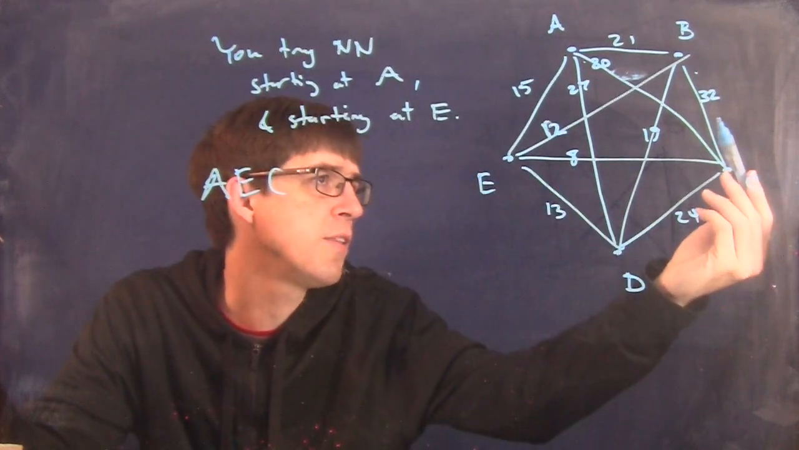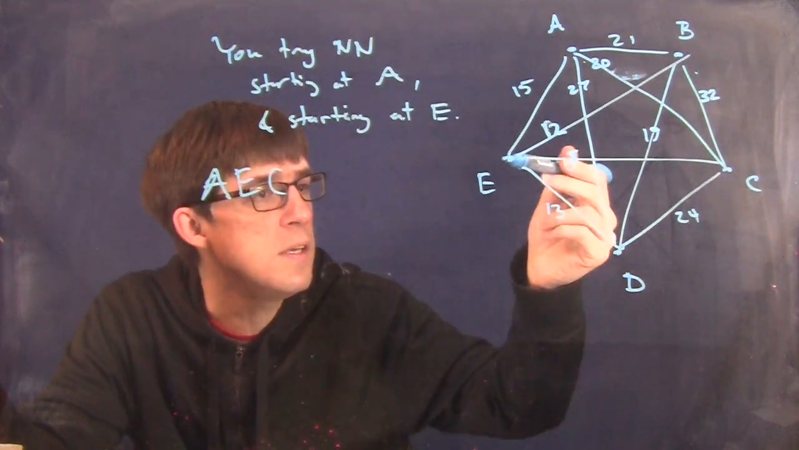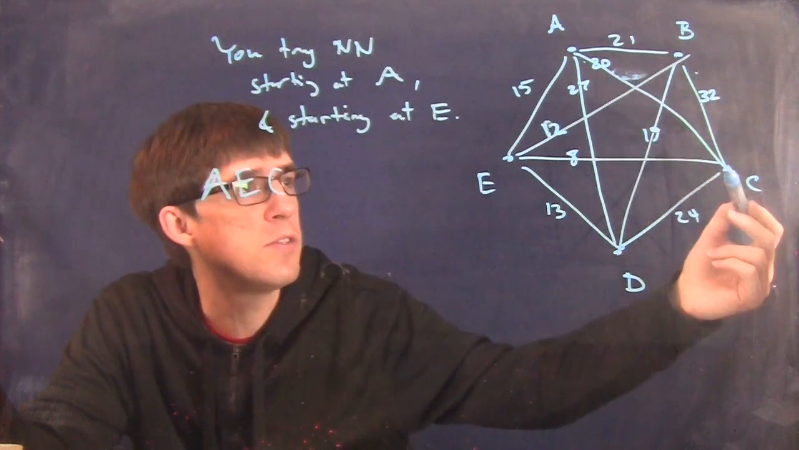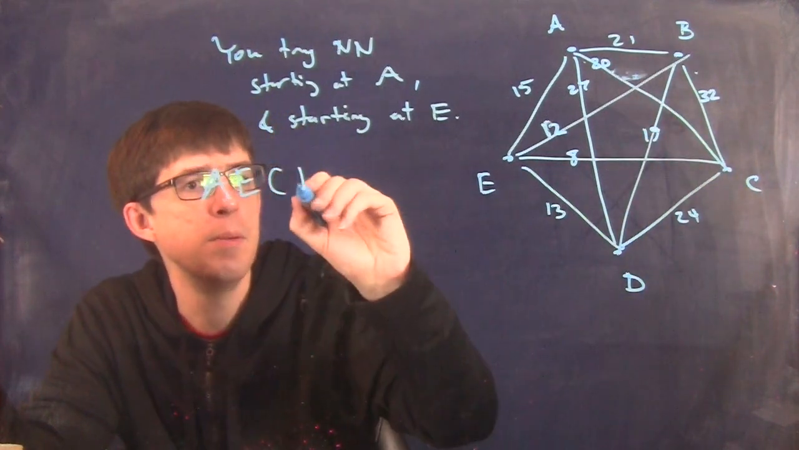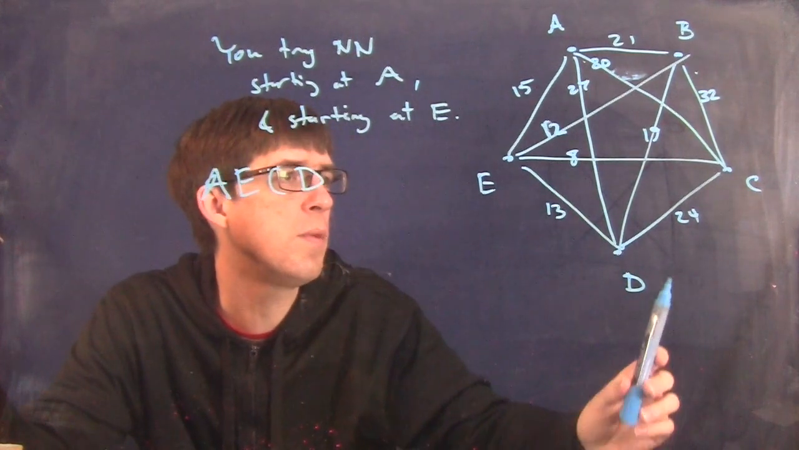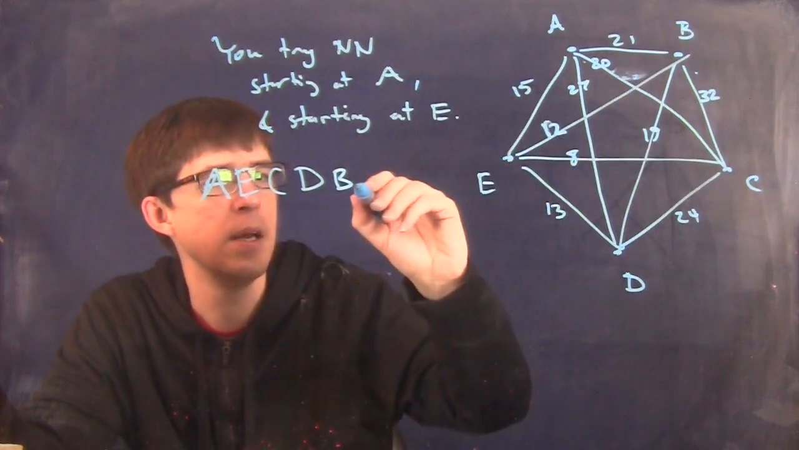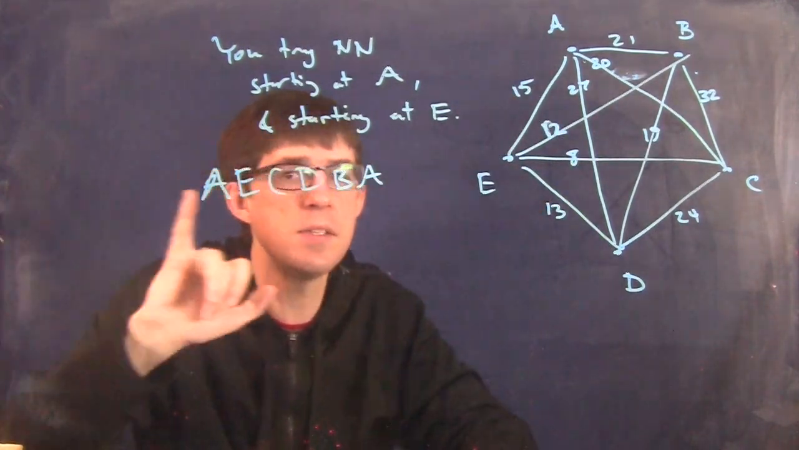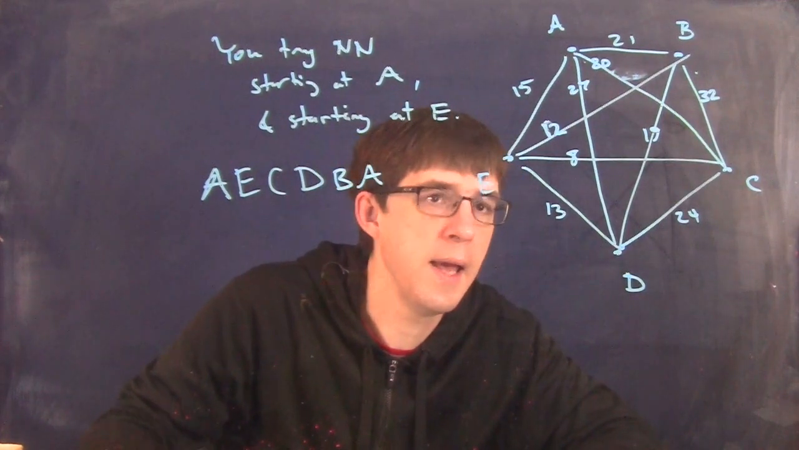From C, I got 32, 20, 8, 24. I already went to E, so I can't use the 8. I've already been to A, so I can't use the 20. So I guess I got to do the 24, so that would be D. And then from D, the only one left that I haven't used yet is B, so I got to go to B. And then from B to A, I finish off. All right, this is the one that you get when you start at A.